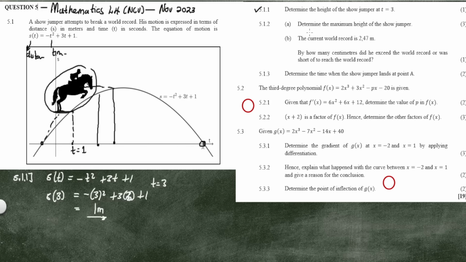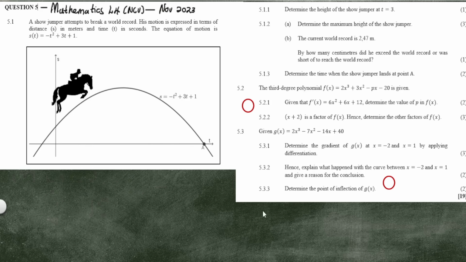Then 5.1.2a, determine the maximum height of the show jumper. The maximum height is actually the turning point of this parabola. The key word in this question is maximum.